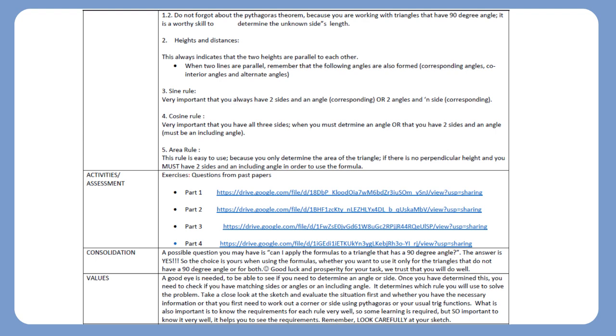Take a close look at the sketch and evaluate the situation first, and whether you have the necessary information or that you first need to work out an angle or side using Pythagoras or your usual trig functions. What is also important is to know the requirements for each rule very well. So some learning is required, but it is so important to know it very well. It helps you to see the requirements. Remember, look carefully at your sketch.